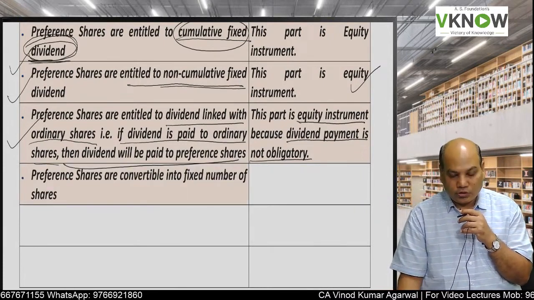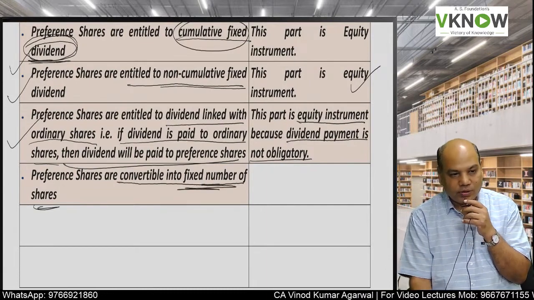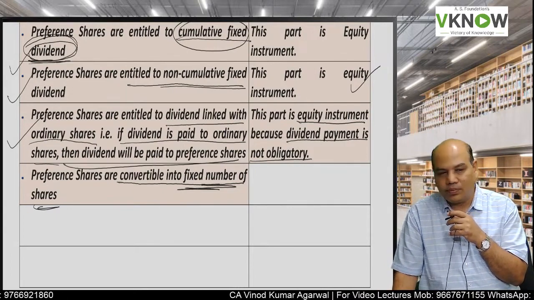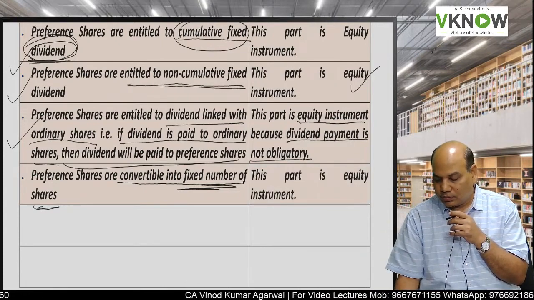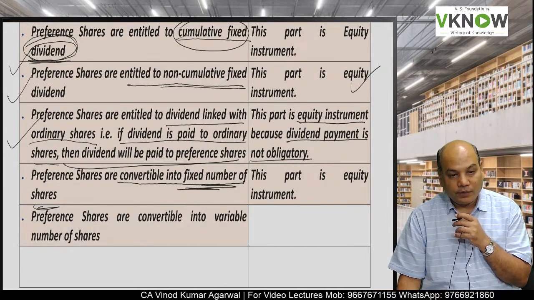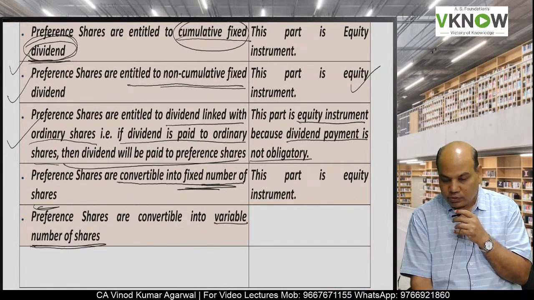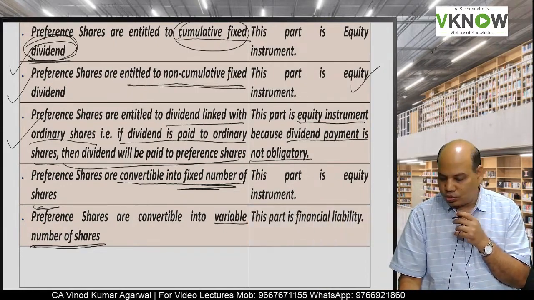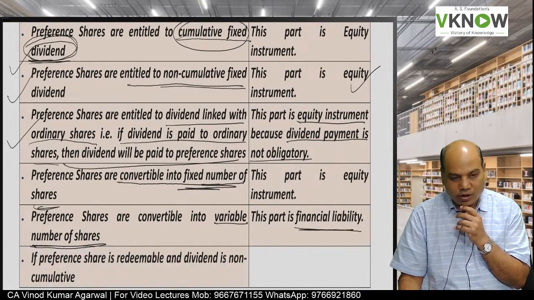preference share dividend. Next question. Preference shares are convertible into a fixed number of shares. If preference shares are convertible into a fixed number of shares, that means fixed cash against a fixed number of shares, then that part is treated as equity instrument. If preference shares are convertible into a variable number of equity shares, so here fixed cash was received, but a variable number of shares will be issued, so then that part is called financial liability.